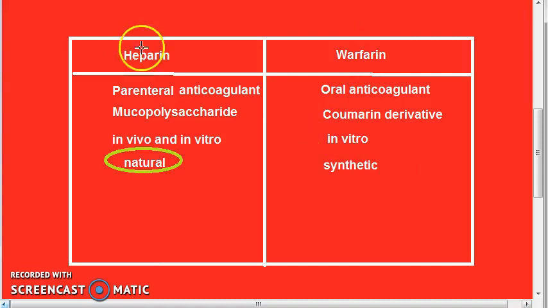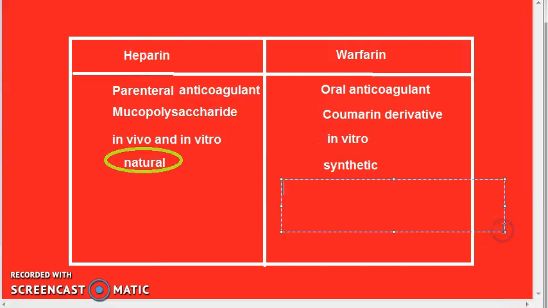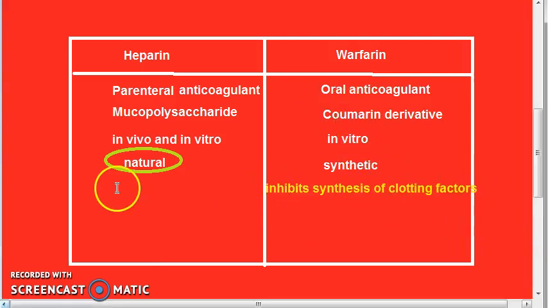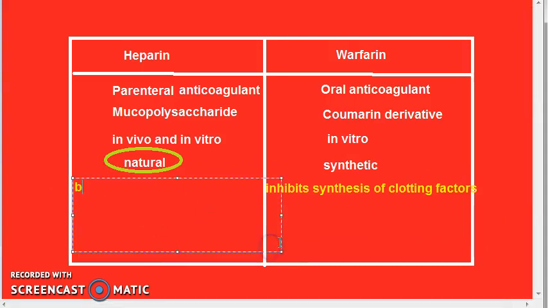Then, how does warfarin act? It inhibits synthesis of clotting factors, right? It inhibits the synthesis of clotting factors. What does heparin do? Heparin blocks the action of factor 10 and thrombin.